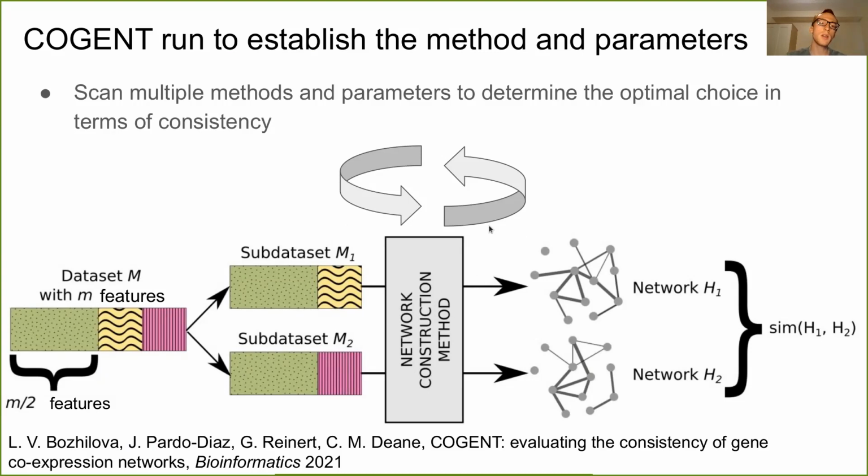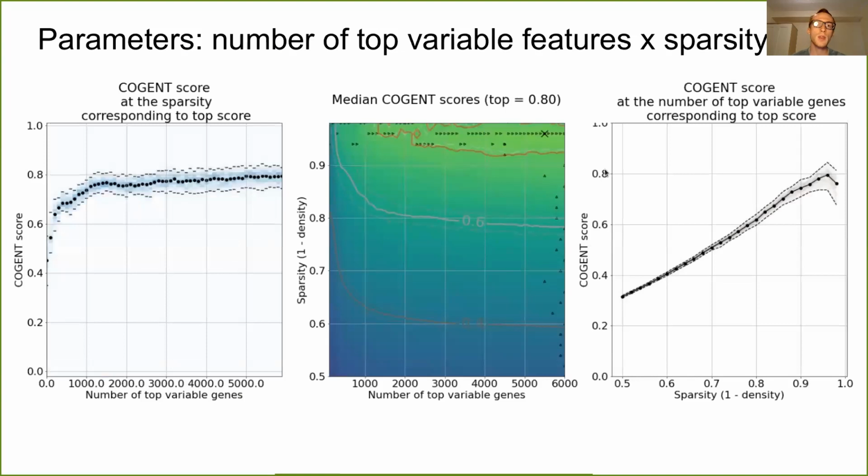By basically resampling these different sub-data sets, we can scan across different methods and parameters to determine the optimal choice in terms of consistency. What we get is, for example, this is one of the pre-processing approaches, so the dimensionality reduction approach, where we only take a top variable number of genes or features at a time and construct the networks using them, and then on the y-axis you have the sparsity parameter, so how you want to determine your threshold, and so how sparse you want your network to be.